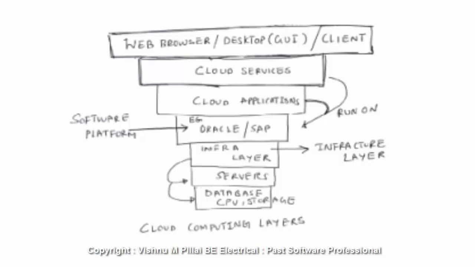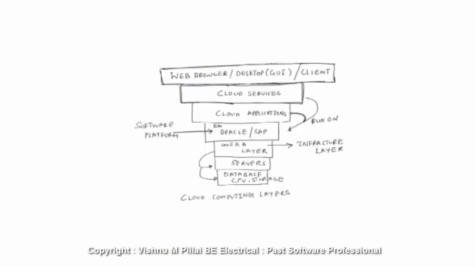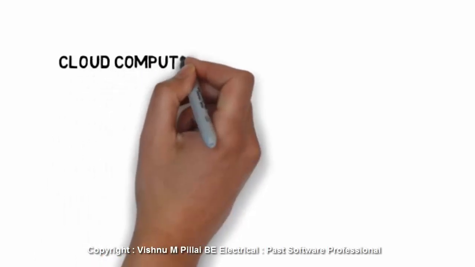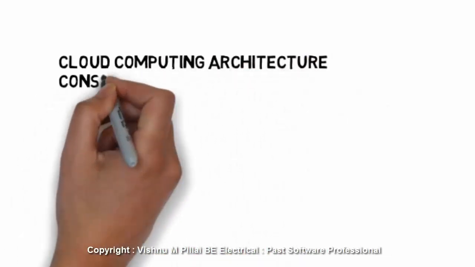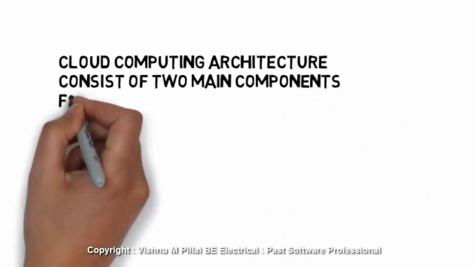So this is how the total cloud computing can be viewed in a compact or simple way, where there is a graphical user interface or a client which will request a service, and the services will be provided by the applications which run on some software platforms which could be Oracle or SAP. And then there is an infrastructure layer which has servers and database to store the data. So that was a simple layout of how cloud computing can be visualized.